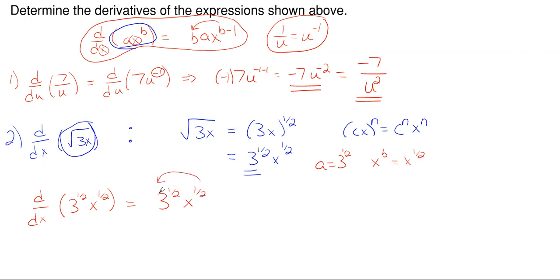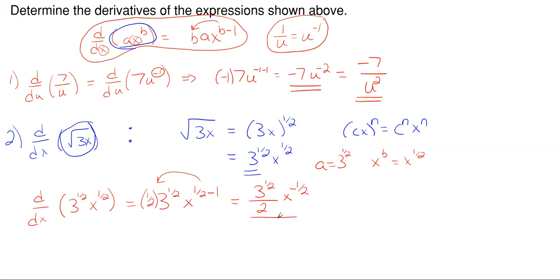We'll take that 1/2 and drop it in front. So multiply everything by that, and then subtract 1 from that power. So essentially what I have here is 3 to the 1/2 power divided by 2, because you're multiplying by a half, and then multiplied by x to the negative 1/2 power, because 1/2 minus 1 gives me negative a half.